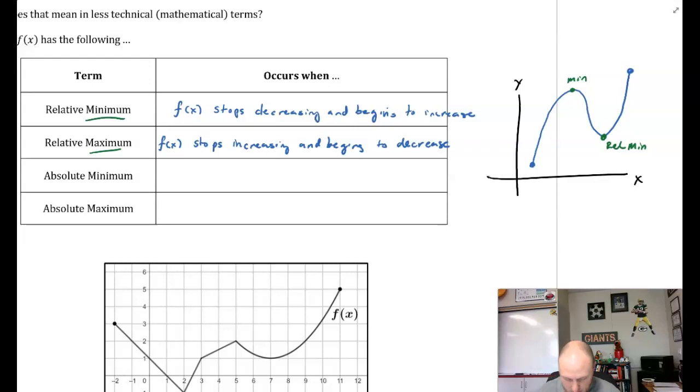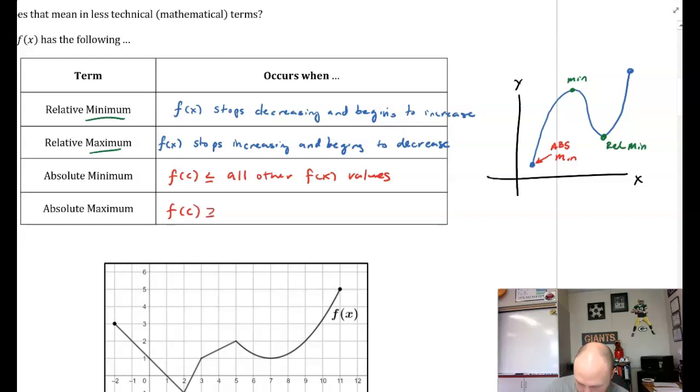Absolute minimum. Well, this occurs when f of c is less than or equal to all other f of x values. In a visual, here is your absolute minimum. And absolute maximum, well, same idea, except it's greater than or equal to all f of x values. That would be right here. This is the absolute max.